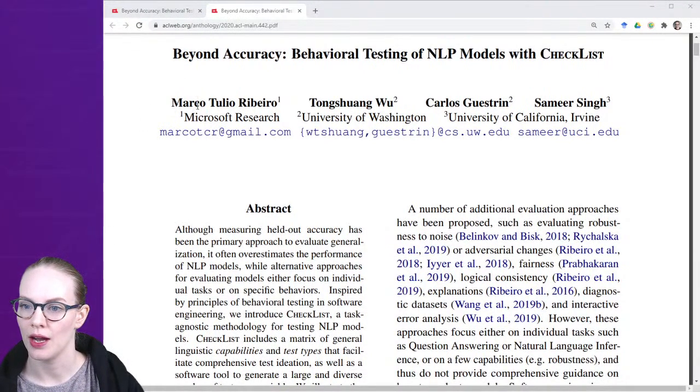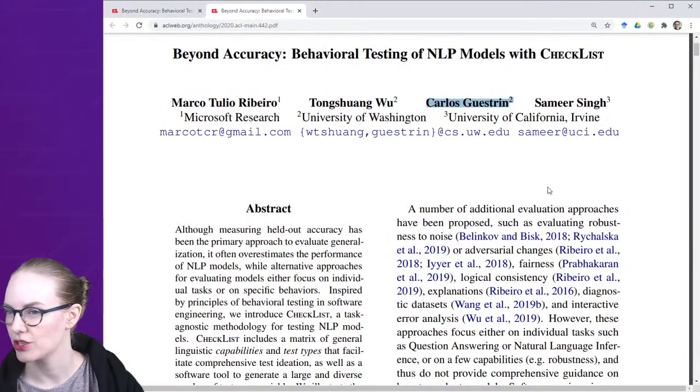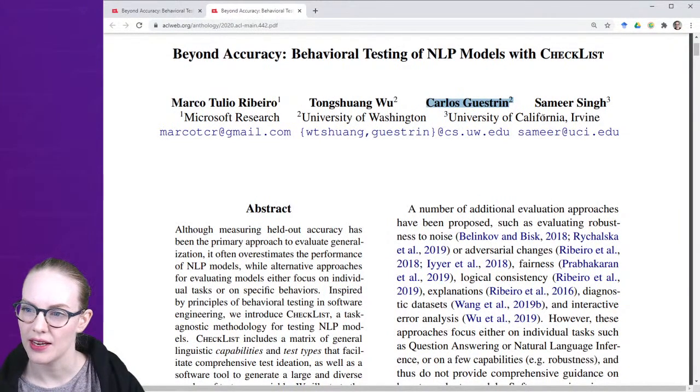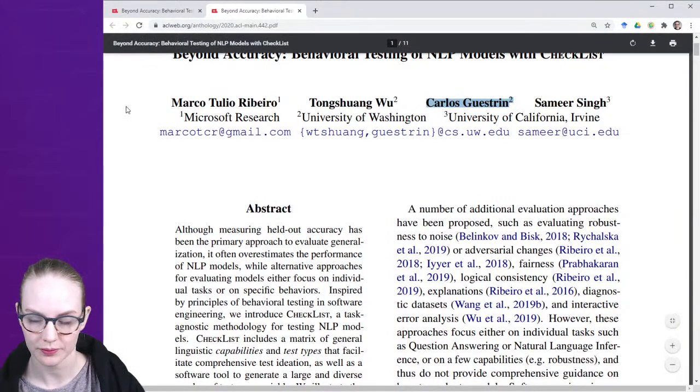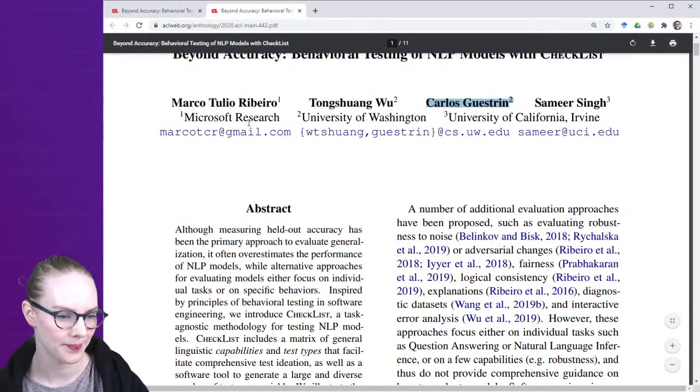And it was written by Marco Ribeiro, Tongshuang Wu, Carlos Guestrin, who I'm pretty sure is at Apple. He might have a dual affiliation. It's not listed here. And then Singh. From Microsoft Research, University of Washington, University of California, Irvine.